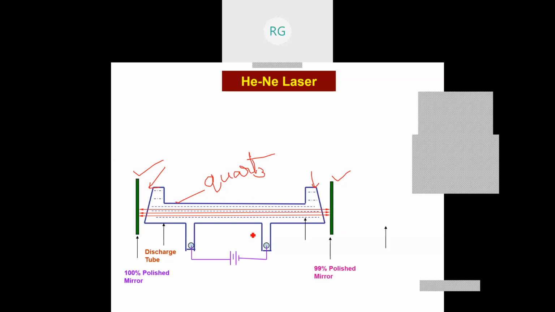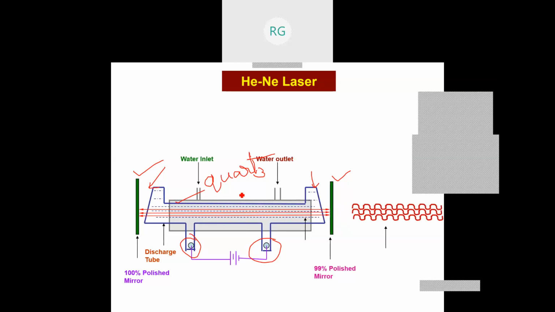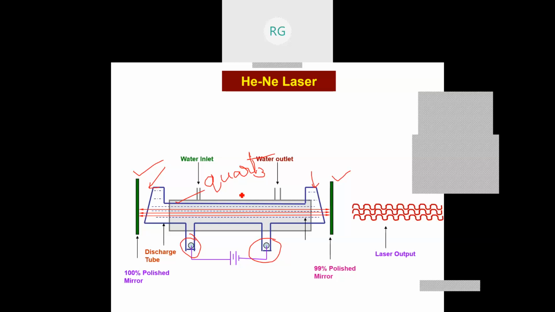Once I give the excitation here, the quartz tube is filled with helium and neon atoms in the ratio 10:1. This is the cooling system again, and this is the lasing action. It gives you a continuous beam. But look at this laser system. You have to see the energy level diagram of the helium neon laser.